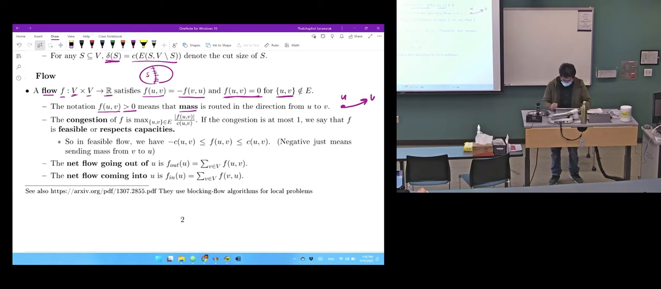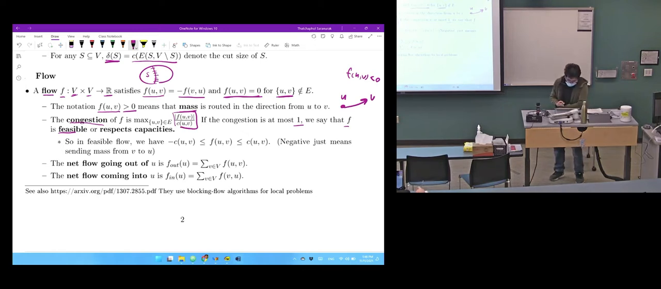And by the way, if I look at flow from U to V and this is less than 0, then it just means that the flow actually is routed from V to U in this edge. And now the congestion of the flow is nothing but the maximum ratio of the amount of flow over the capacity of edges. And if this is at most 1, then we say that the flow is feasible, or it respects the capacity.